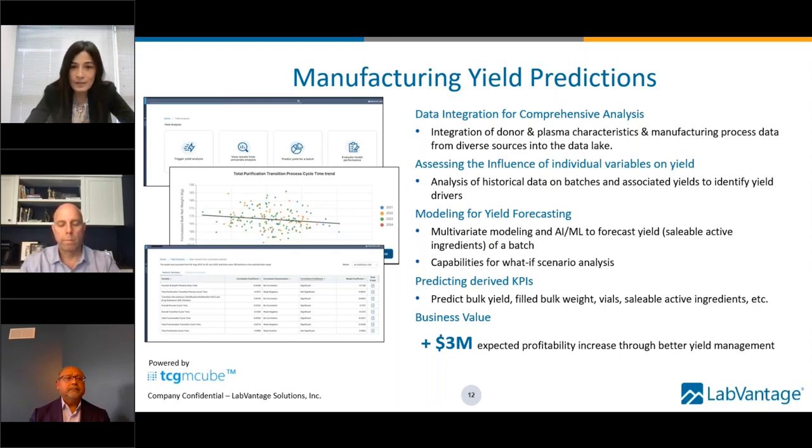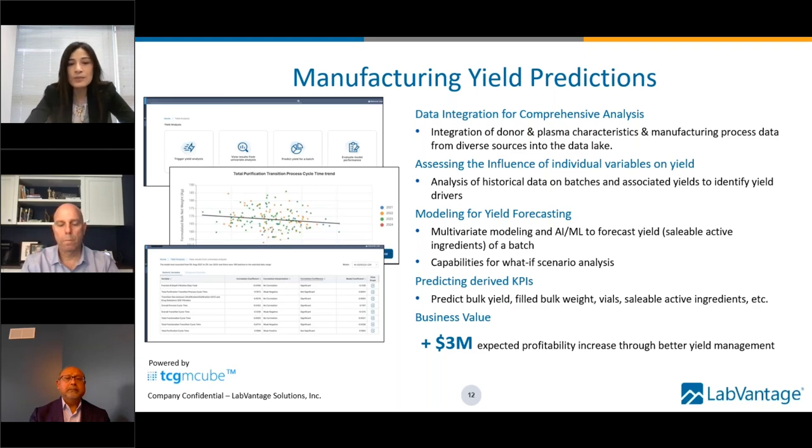As a first step, the solution will use the historical data on our manufacturing batches and all the associated variables to run an analysis to identify the impact of each and every one of those variables, to identify what are the drivers of yield. The analytics engine will then use an ensemble approach. It'll use a mix of multivariate modeling and AI/ML based algorithms to forecast the yield of a batch and the derived variables that we can configure.